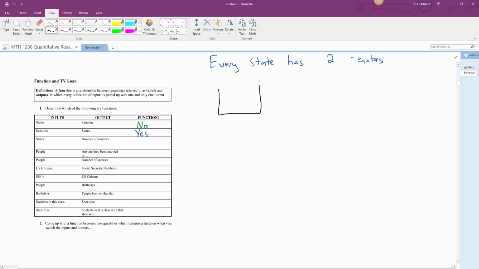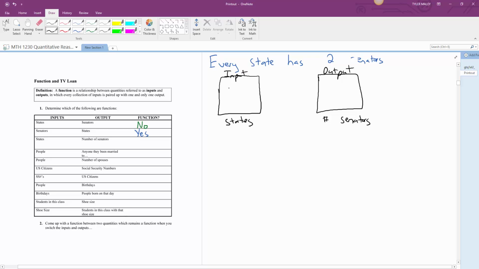All right, so the next row, we still have inputs and outputs. Drawing these diagrams is just helpful to think about whether something is a function or not. This is called mapping a function. My input here are states, so I'm going to have states here for my input, and my output is going to be number of senators.